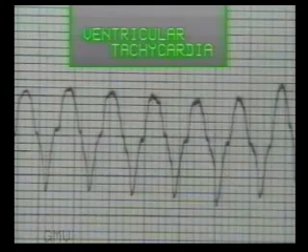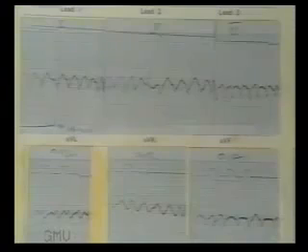For this, study leads V1 and V6. Is there a typical RSR' or RR' pattern in these leads? No. So this should be a ventricular tachycardia.